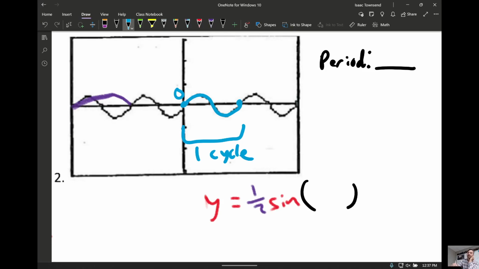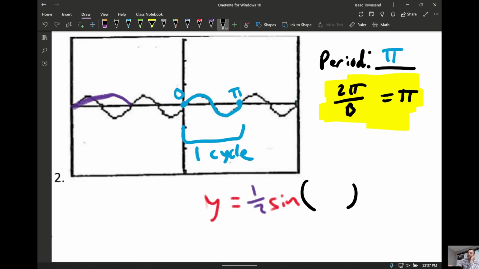The x-axis is not in terms of 1, 2, 3, 4. So pi. It's pi. If this is 2 pi all the way to the right, halfway is 1 pi. So to see one full cycle is pi, and the formula for period, so you're doing less guess and check, is 2 pi divided by b.